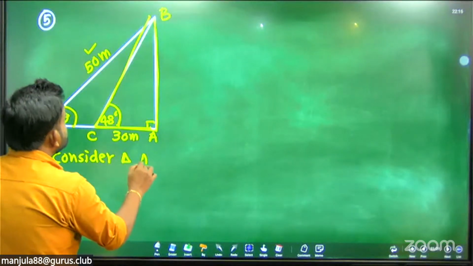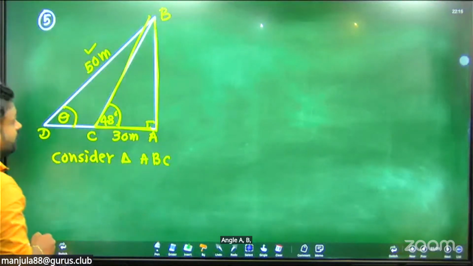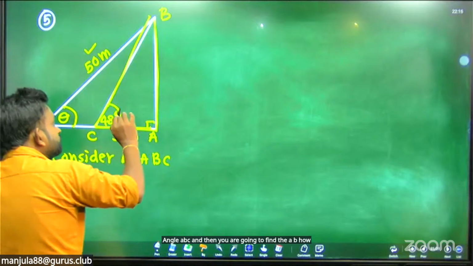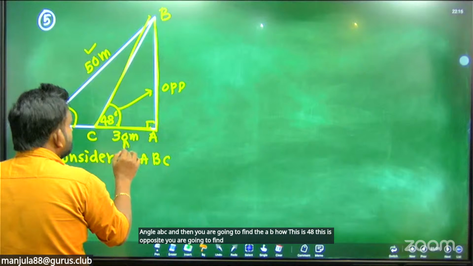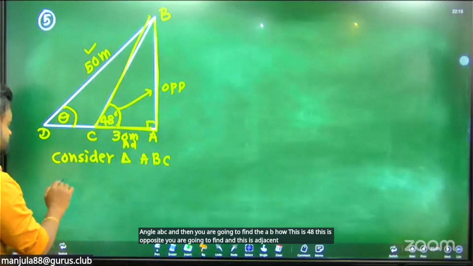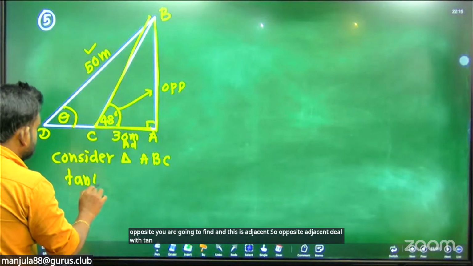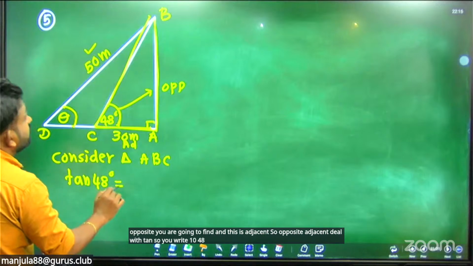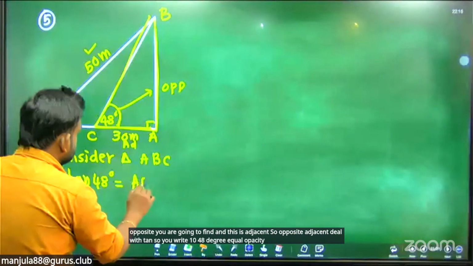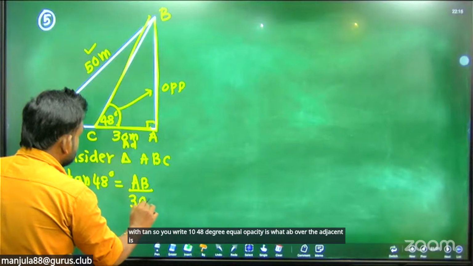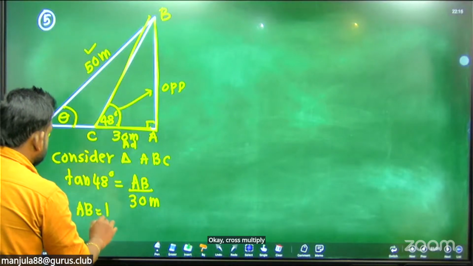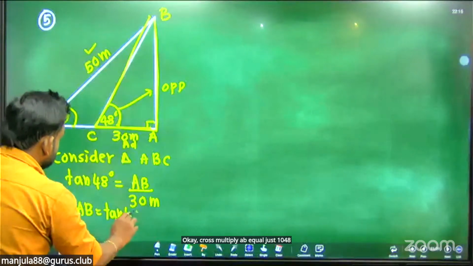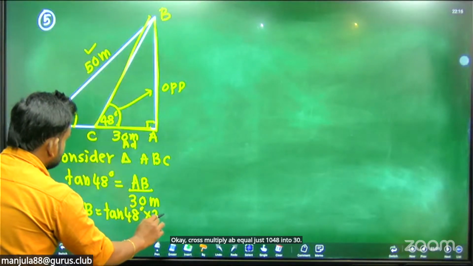So you write, consider triangle ABC, and then you are going to find AB. How? This is 48 degrees, this is opposite which you are going to find, and this is adjacent. Opposite and adjacent deal with tan. So you write tan 48 degree equals opposite, AB, over the adjacent, 30 meters. Cross multiply: AB equals tan 48 into 30 meters.